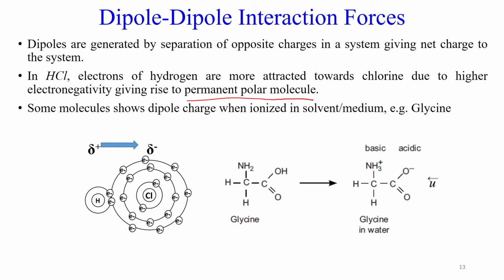But in the other example, the dipoles are generated depending on the environment or medium. Like one amino acid, glycine, is not having any dipole, but if you put it in the aqueous medium, or in water, the amine group is going to have the partial positive charge, and the carboxyl group is going to have the negative charge. So, this is called the induced dipole. If there are two dipoles, again there will be the interaction between the dipoles.